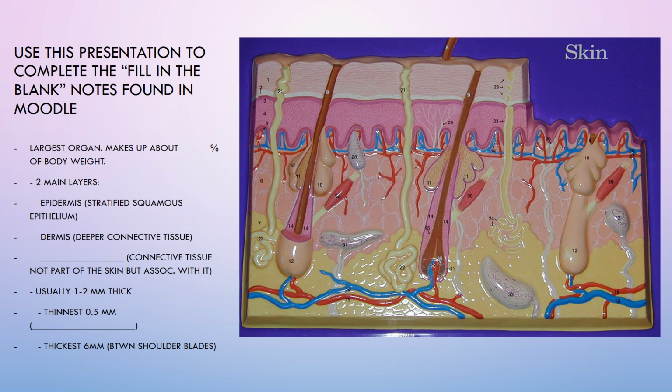Alright, so overall it's about 1 to 2 millimeters thick. The thinnest is at 0.5 millimeters. That would be at your eyelids. And then the thickest is between your shoulder blades at 6 millimeters. And also the palms of your hands and the soles of your feet are very thick.